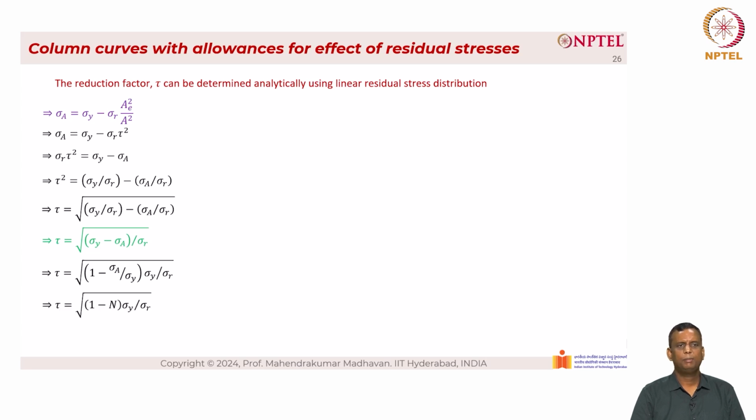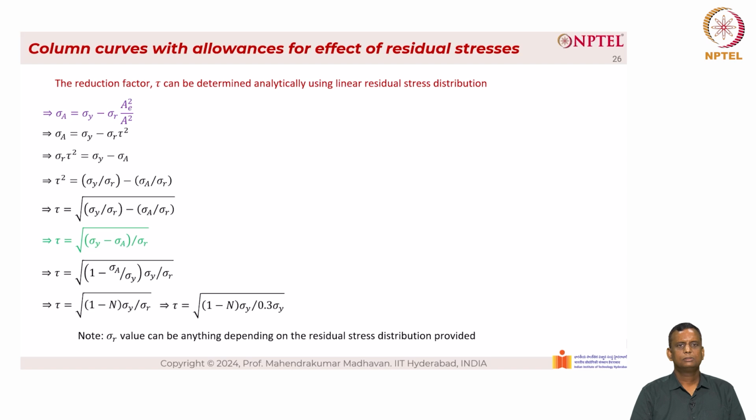So sigma a by sigma y can be represented as n, which is the ratio between the applied stress and the yield stress. So tau equal to root of 1 minus n into sigma y divided by sigma r. So tau equal to 1 minus n into sigma y divided by 0.3 sigma y, because sigma r is typically taken as 30% of the yield stress. Note, the sigma r value can be anything depending on the residual stress provided. Here we are taking it as 30% of the yield.